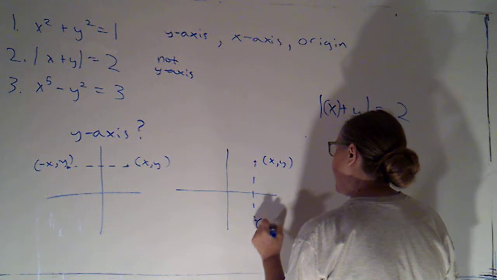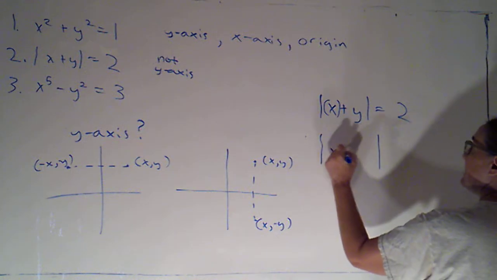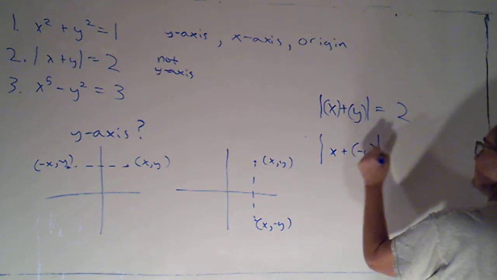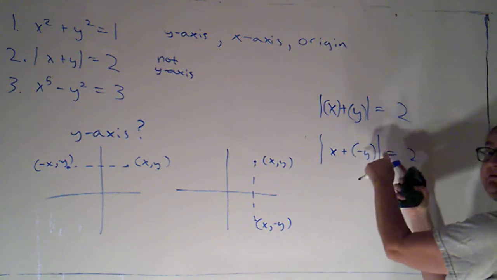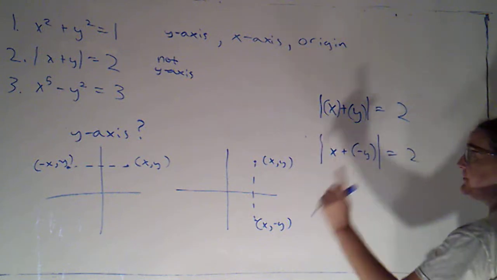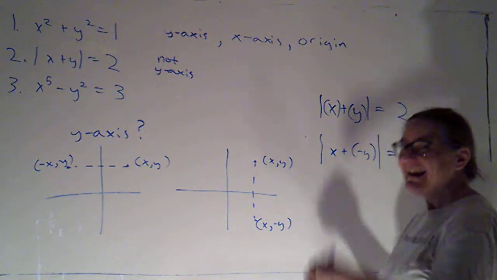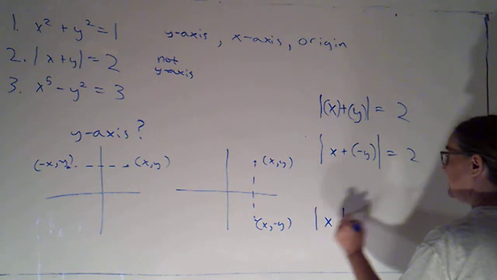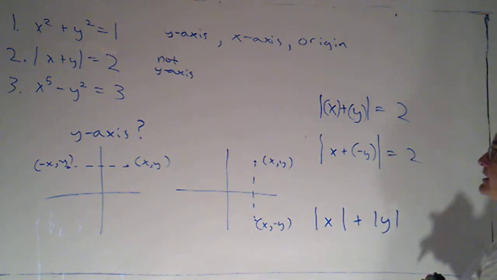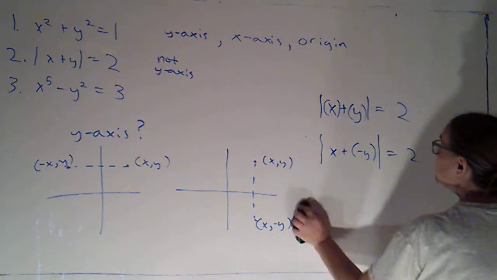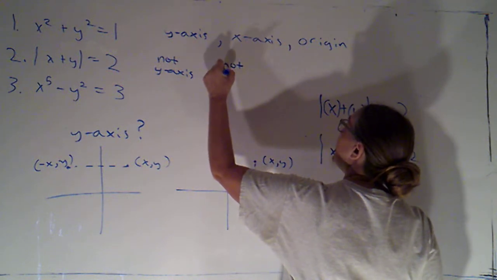So in checking for that, I'm replacing y with the opposite of y. So that would become x plus the opposite of y equals 2. Again, I've got to do the arithmetic before I take the absolute value. If you try to get rid of that negative sign, you're taking the absolute value of each piece and then adding. But that would be the absolute value of x plus the absolute value of y, which is very different from the absolute value of x plus y. So, no, that's not the same thing. So there's not symmetry about the x-axis.